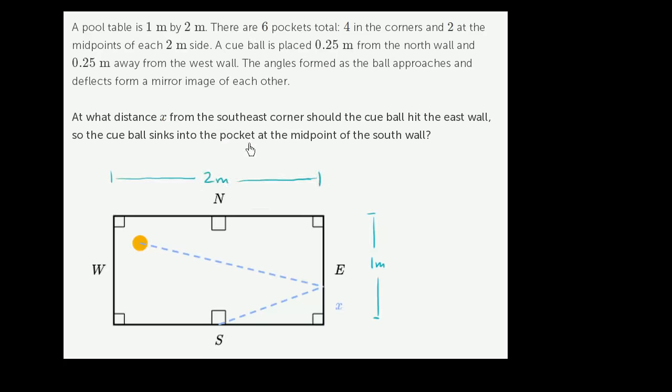There are 6 pockets total: 1, 2, 3, 4, 5, 6. 4 in the corners and 2 at the midpoints of each of the 2 meter sides.